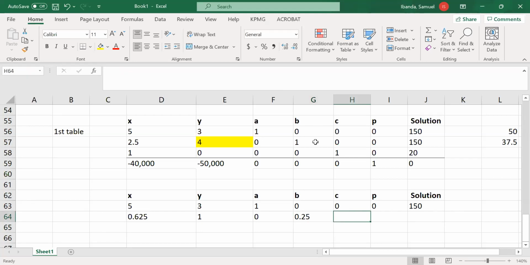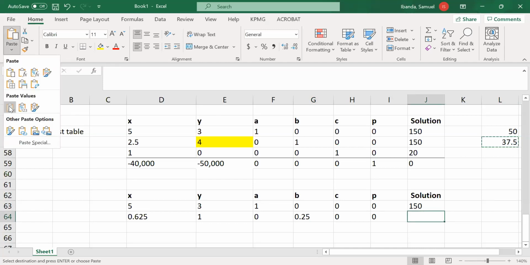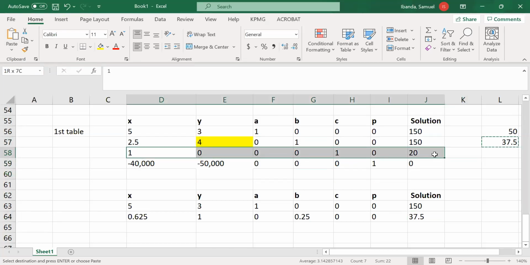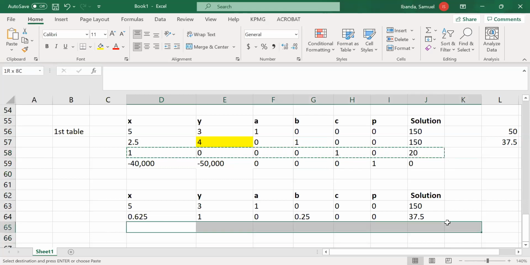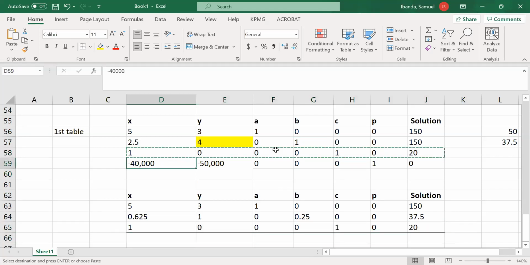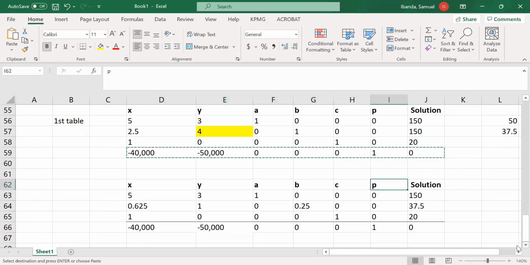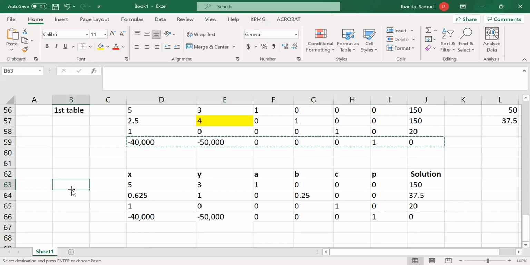Then 0 divided by 4 is 0, 0. And this 150 divided by 4 will give you a 37.5. So I'll keep this and put it the way it is. And remember, this one also remains the way it is there. So this is the second row.